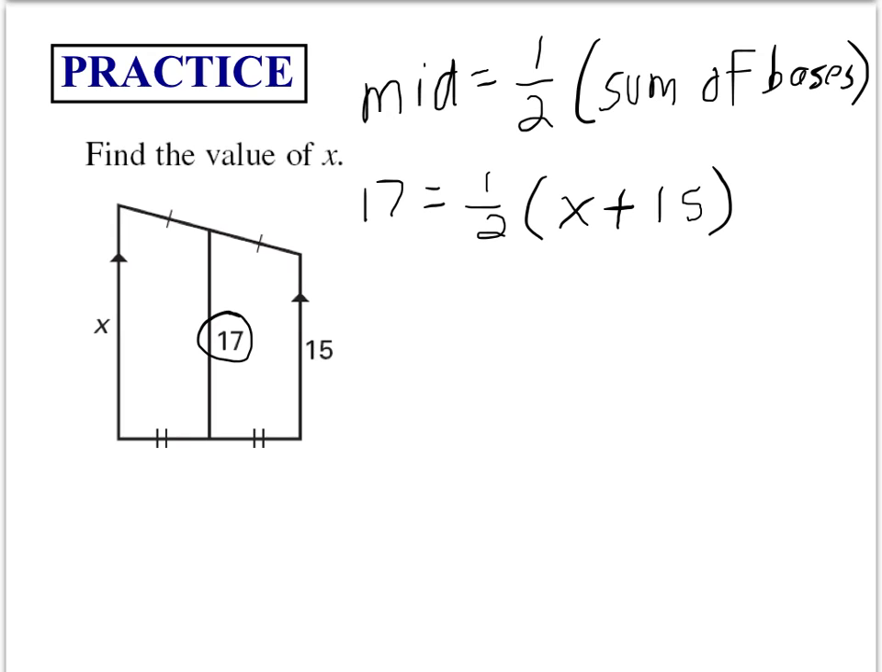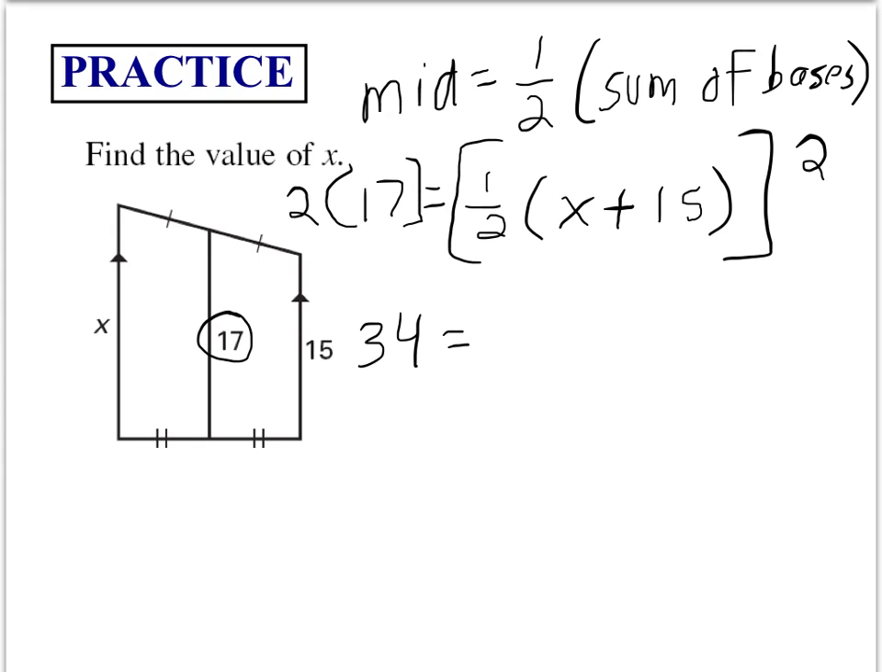What I want to do is multiply both sides by 2 to get rid of this 1/2. Multiply this by 2. Multiply this by 2. So I have 34 equals x plus 15. Subtract 15 from both sides, and x equals 19.